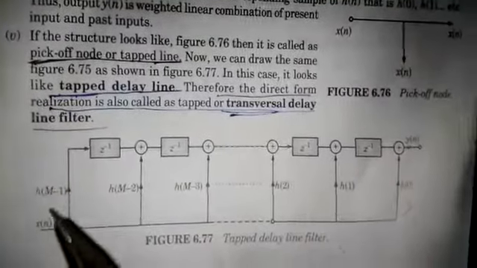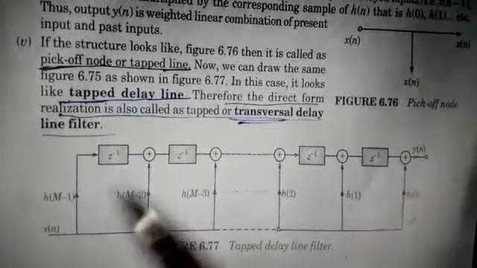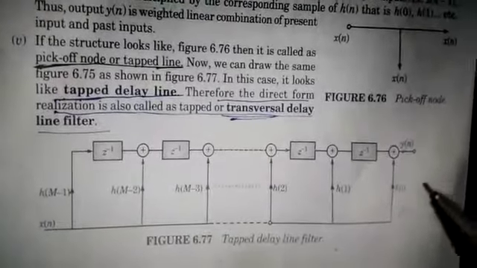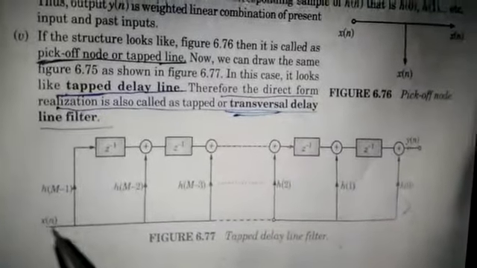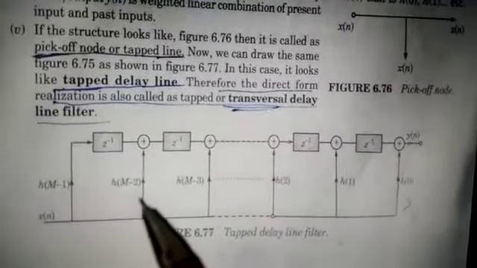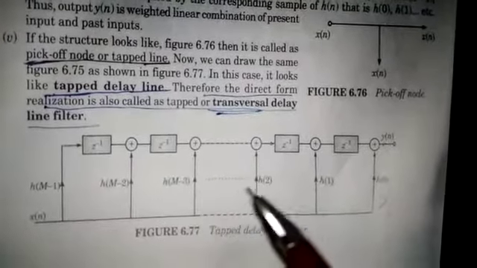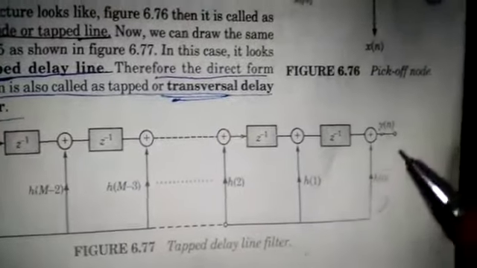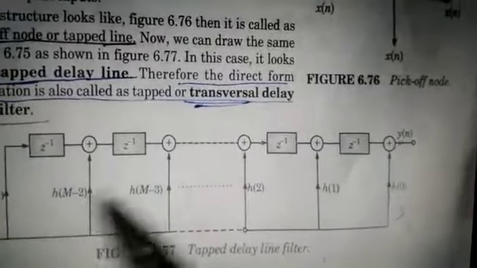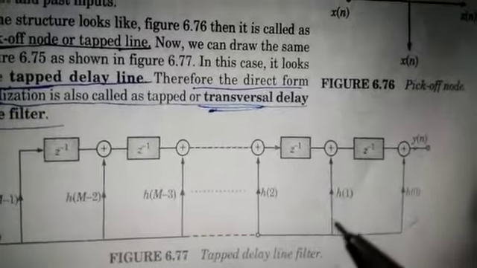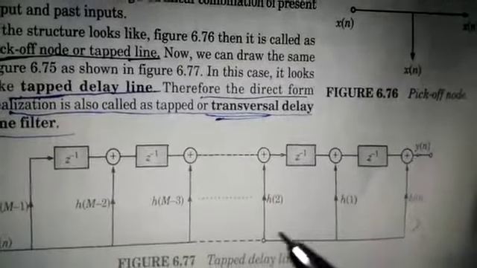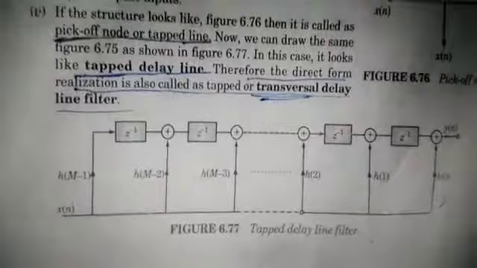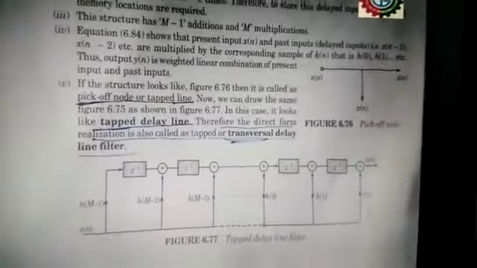So here x of n, and the last one will be here, and the first one will be at the last side. H of 0 now comes to this side, and h of m minus 1 will be this side. So this is h of m minus 2, this is h of m minus 1, this is h of 3, this is h of 1, and this is h of 0. Same output you will get here. This is called a tapped delay line structure. Just the opposite is transversal. Therefore, it is called a transversal or delay line filter. So this filter can also be used in the same direct implementation.